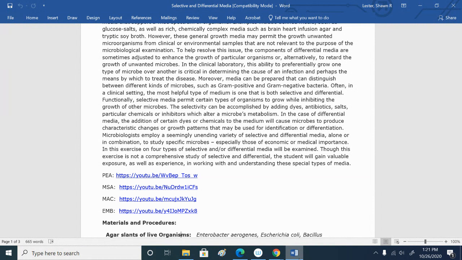Now the MSA plate, the mannitol salt agar, the name tells you 2 of the key ingredients, mannitol and salt. And the concentration of salt is 7.5%, sometimes higher depending on the recipe you use, but ours is 7.5%.